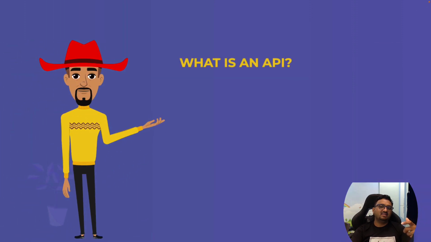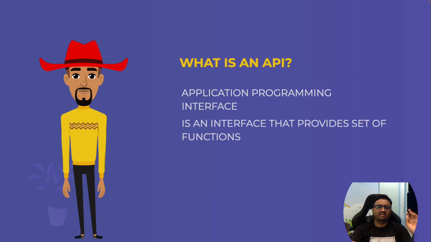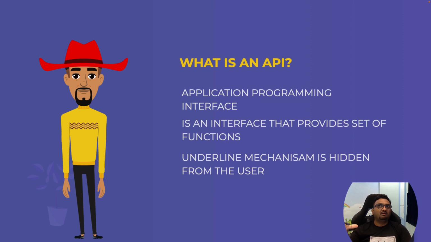Before understanding Web API, first let's try to understand what is an API. API stands for Application Programming Interface. It is basically a function or interface that provides you a set of functions. What I mean by a set of functions is that the function does some work for you, and the underlying mechanism of it is hidden from the user, just in layman's terms.